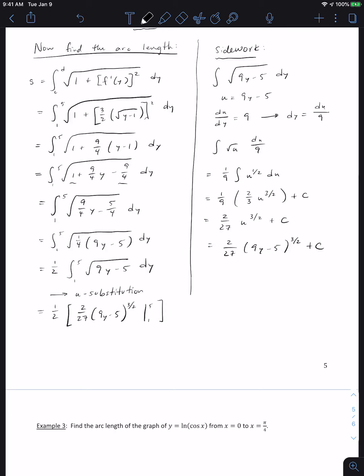All right? So now if I do that, I get 1/2. 9 times 5 is, well, actually, I can pull out the 27, right? So the 2's cancel out, and I'm left with 1 over 27. And then now, if I plugged in 5, I would get 45. Minus 5 would be 40 to the 3/2. Minus, if I plugged in 1, I get 9 times 1 minus 5, which would be 4 to the 3/2. So that's my final answer, and that is approximately 9.073.